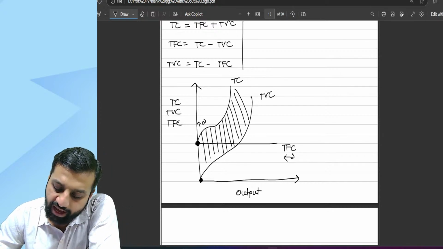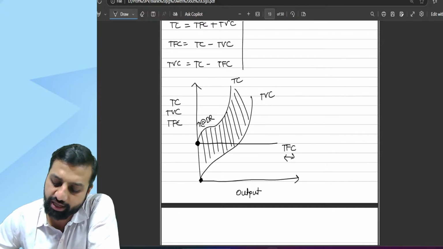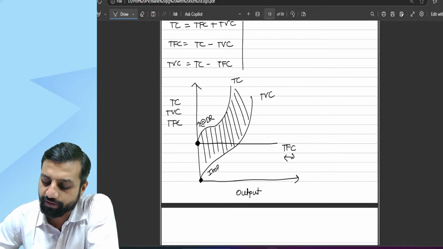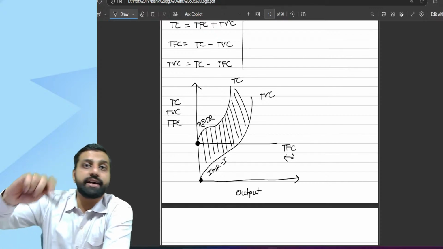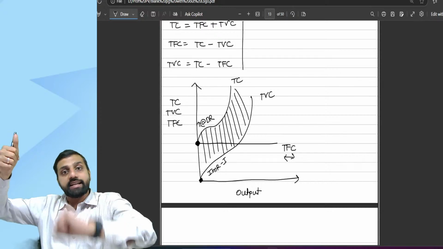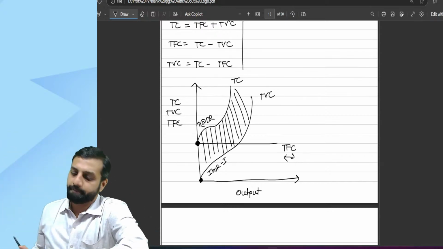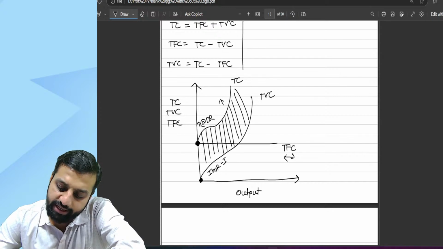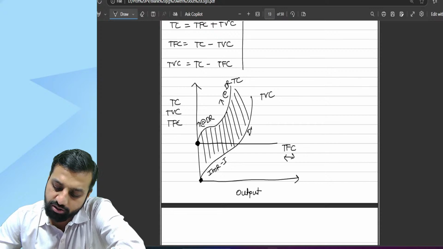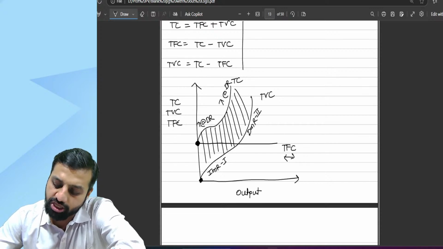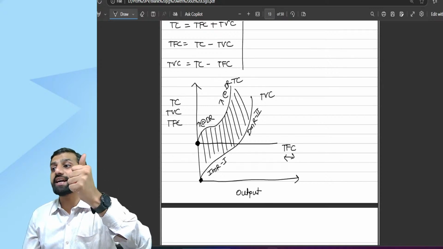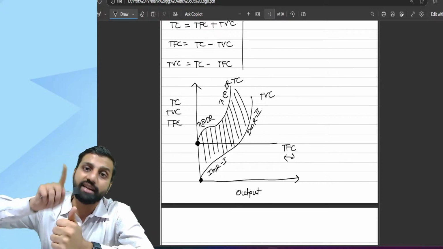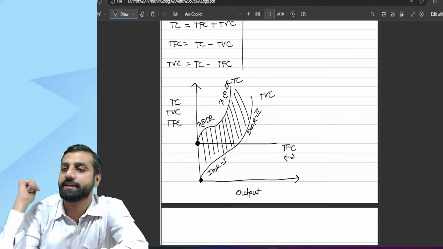Initially, the TC curve rises at a diminishing rate. This is because of increasing marginal returns, stage 1 of production. Because when TP rises at an increasing rate, TC will rise at a diminishing rate. Then TC is rising at an increasing rate. This is because of stage 2 of production, diminishing marginal returns. In diminishing marginal returns, TP rises at a diminishing rate. Therefore, over here TC is rising at an increasing rate.